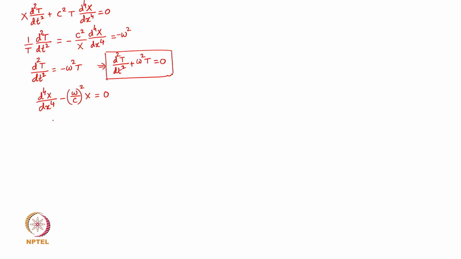Now omega by c, I can write this as beta raised to power 4, which will give us the expression for omega as c square, which is EI upon rho A. You may notice that we have written c square as EI upon rho A based on our wave equation, and so therefore omega square is going to be c square, which is EI upon rho A, into beta raised to power 4.